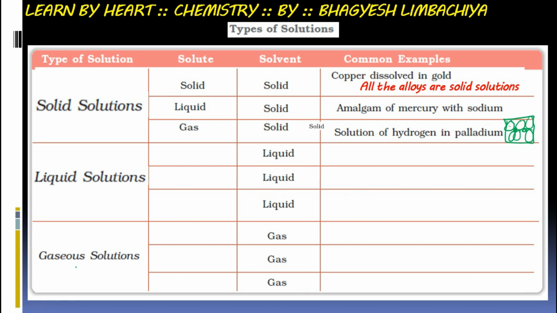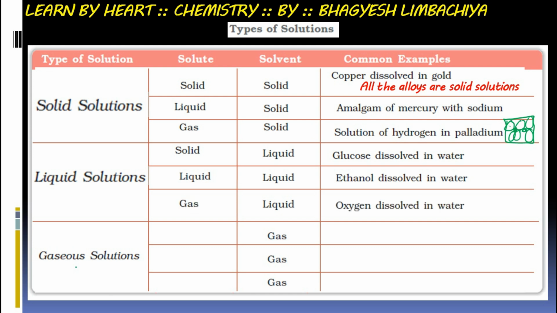In a liquid solution, if solid is mixed with liquid, then a liquid solution is prepared, and the example is glucose dissolved in water. Next, liquid is mixed with liquid, and the example is ethanol dissolved in water. And when gas is mixed in liquid, the example is oxygen dissolved in water, or soda water. Remember the other example, soda water.